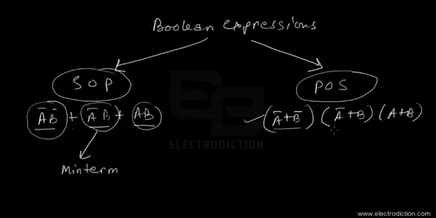Each of these groups, in the case of the POS form of representation, is referred to as a maxterm. So this is the basic difference between these representations of Boolean expressions. Whenever we're dealing with them and need to reduce them, we intend on using a K-map, as the method is faster.